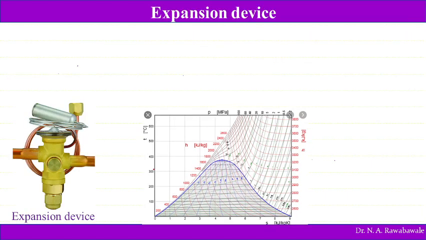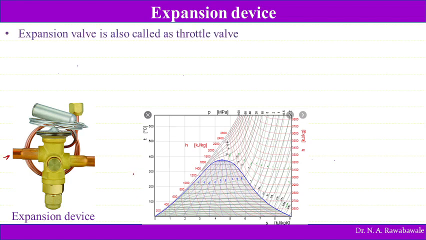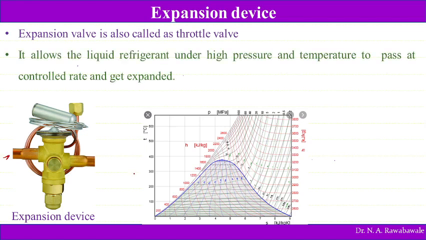Now coming to the next device, which is known as the expansion device. When the refrigerant enters this expansion device or throttling valve, at the time of entry the refrigerant is in liquid form, with low temperature and high pressure. Temperature is low but pressure is high. When it enters the expansion device, the pressure and temperature both are going to reduce.